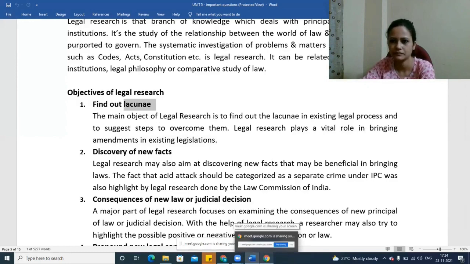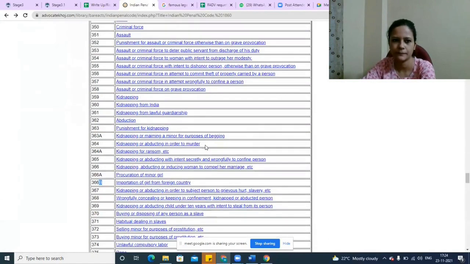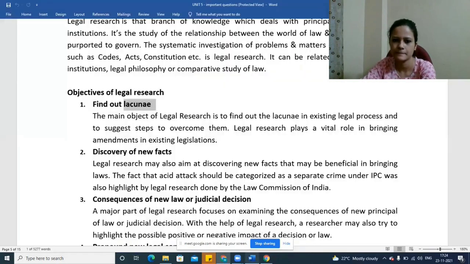Like, find out the gaps. Gaps means gaps. Yeah, find out the gaps and try to address. I can use that word. Instead of this word, I can use something like find out gaps in the existing legal system. Right? Yeah, find out the gaps, address the gaps, whatever way you want to.